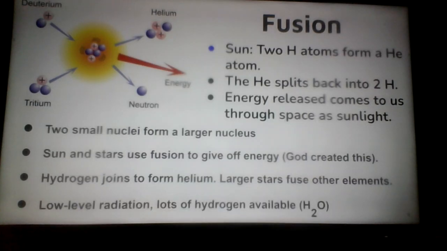Low-level radiation, and there's a lot of hydrogen available in outer space in the form of water vapor, H2O, and then again, especially in the Earth's atmosphere. So there's a lot of hydrogen available at the sun to fuse into helium, and this process will keep on going and going until God says we've had enough. So fission and fusion. Fission means division, splitting apart. Fusion means combining together. Ready?